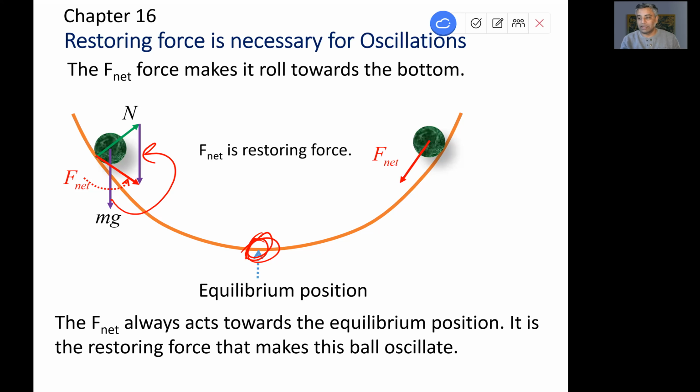Once we give that, then it starts oscillating back and forth. And now how long it's going to oscillate is going to depend on how much damping force or friction there is. If there is too much friction, it's not going to oscillate for long, okay? So if you want that to keep going, then you want minimum friction possible, right?